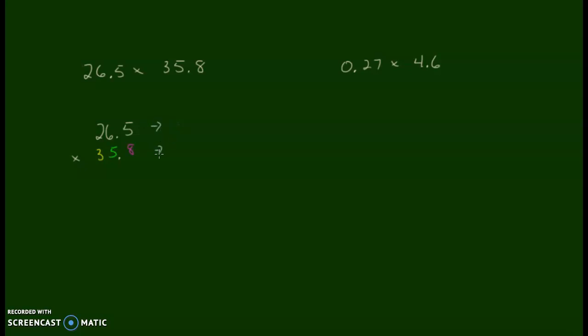And the first thing I'm going to do with each of those is estimate the answer. To do that, I'm going to round each number to the greatest place. So 26 and 5/10 to the nearest 10 would round to 30. 35 and 8/10 to the nearest 10 would round to 40. So 30 times 40 is 1,200. I'm going to save this for later, but I'm going to go ahead now and multiply out this problem.